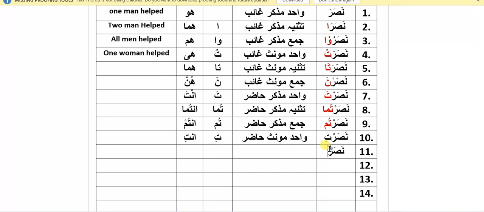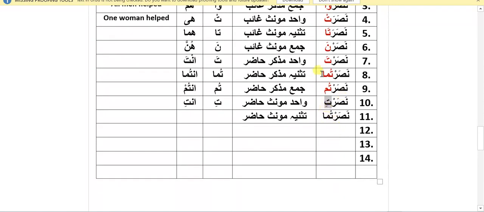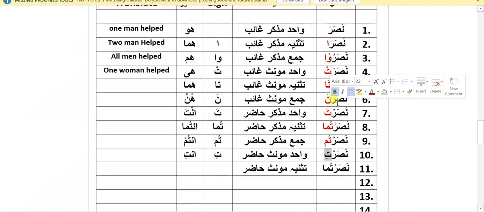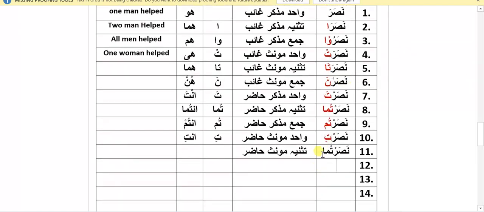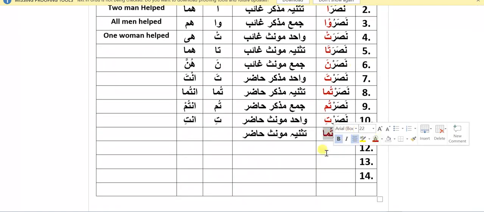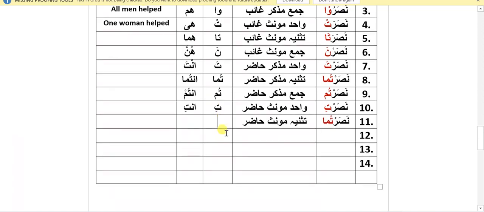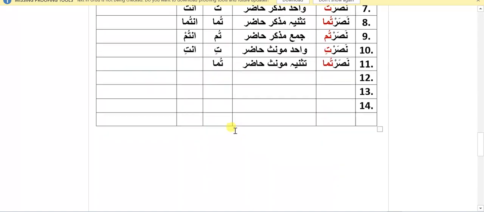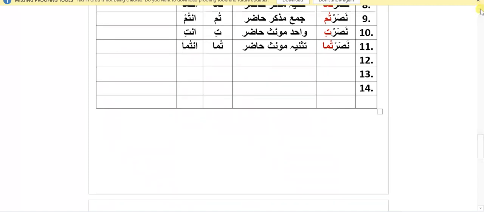Then we have nasartuma, tasniya muannas hazir. There are few sega which is very similar, like nasartuma, it's used for both muzakkar as well as muannas, so don't get confused with it. Tuma is a sign and antuma is a zamir.